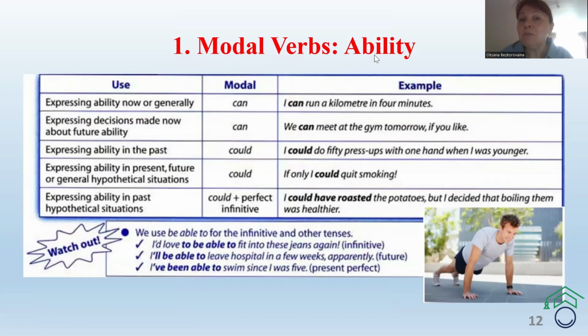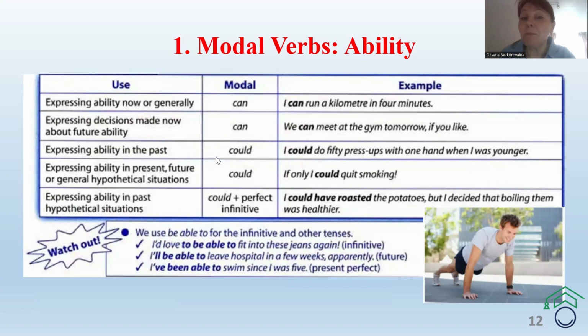The first additional meaning is ability. I am able to do something. It means I can do. Expressing ability now or generally, we use the modal verb can. I can run a kilometer in 4 minutes. Expressing decisions made now about the future ability: we can meet at the gym tomorrow if you like. So we're speaking about tomorrow, but we know now what we are going to do tomorrow, so we use can.